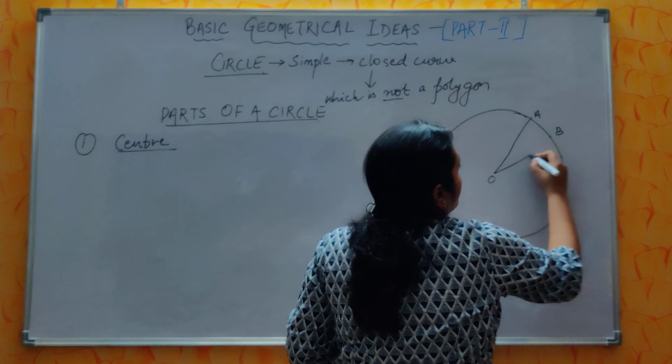Related with this topic, there is one more terminology: diameter. Okay, the diameter is the longest chord of the circle, and it passes through the center. M and N are any two points, and this chord MN will be a diameter if it passes through the center O. So it is basically the longest chord of the circle.